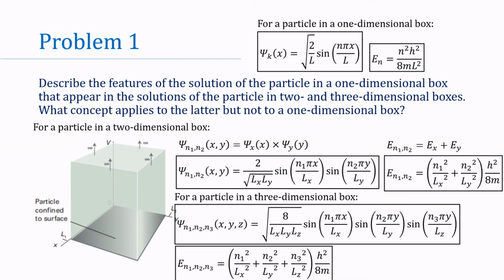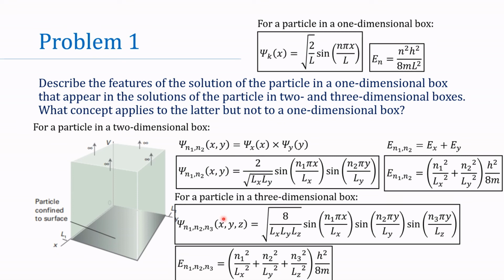Now, one particular characteristic, or one particular property, that is applicable to a two-dimensional box and to a three-dimensional box, but not to the one-dimensional box, is the concept of degeneracy. Degeneracy simply refers to the fact that you can have two different states with two different values of n having the same value of energy.